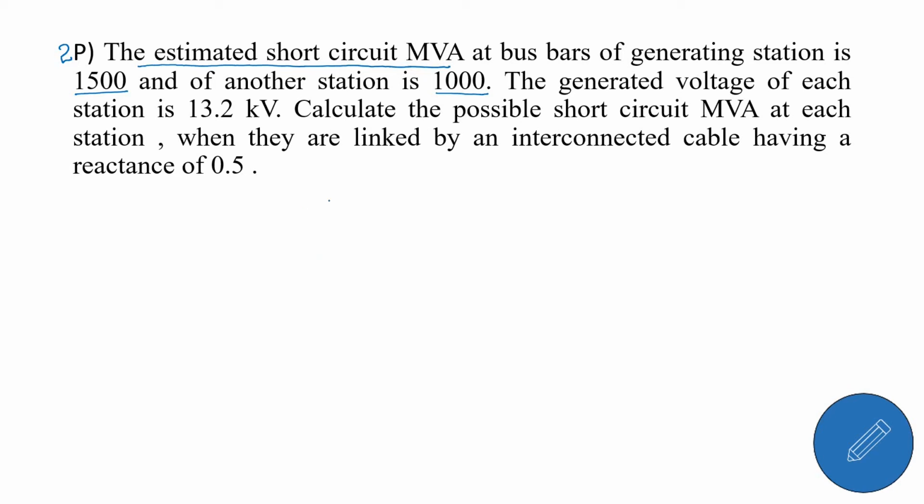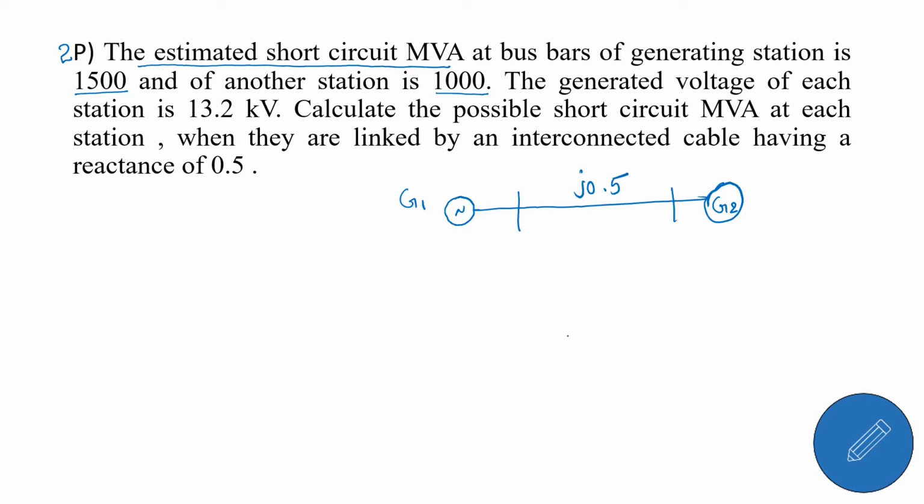Before going to this, let us draw the circuit diagram. There are two generating stations, generating station 1 and generating station 2, which are connected through a cable having a reactance of j0.5.